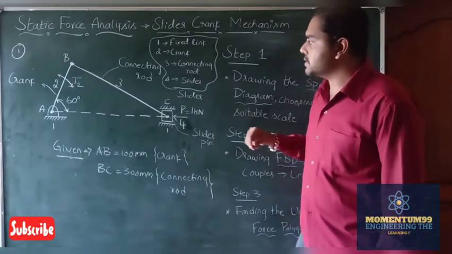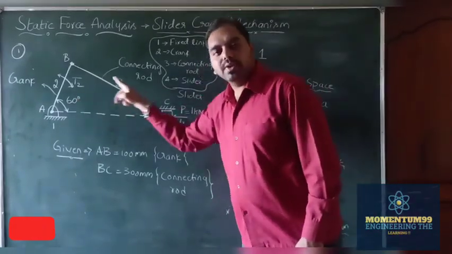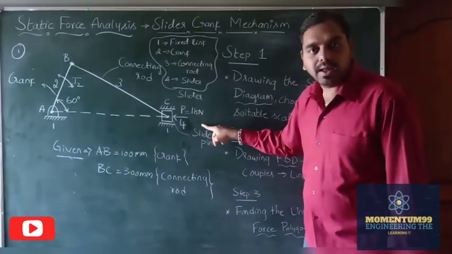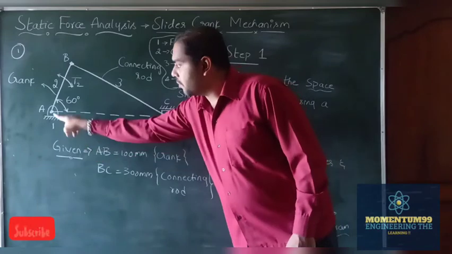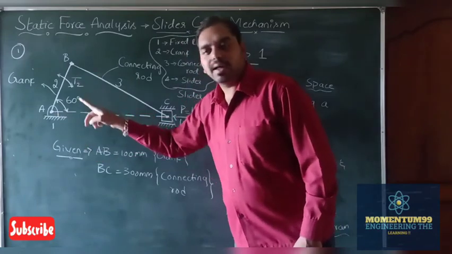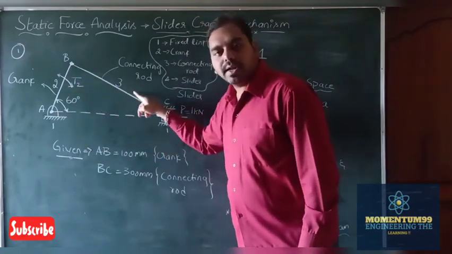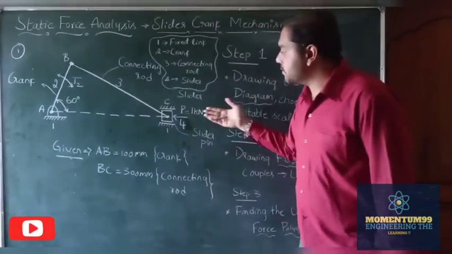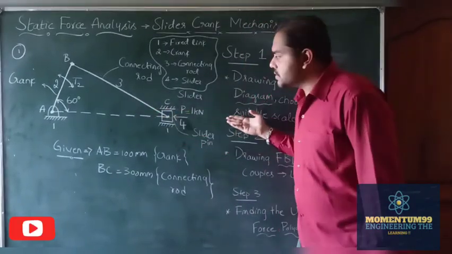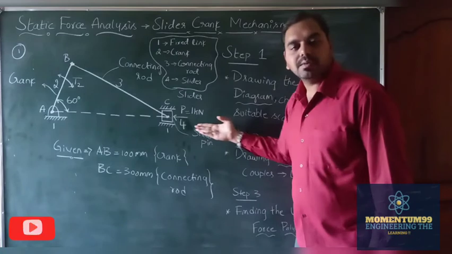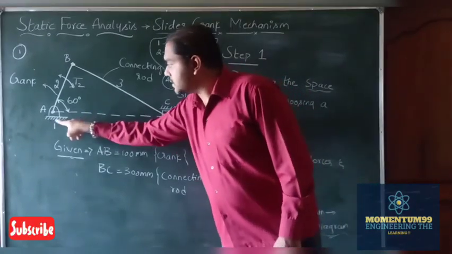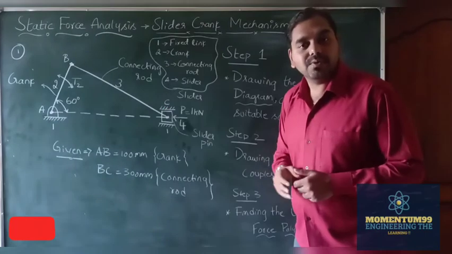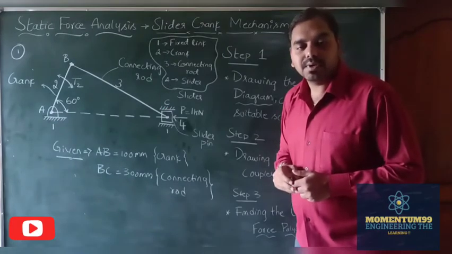Now the motion is transformed from the crank to the connecting rod to the slider. When the crank rotates about the point A through any particular angle, it transmits the motion to the connecting rod, and the connecting rod makes the piston translate on this horizontal reference line, which is collinear with our fixed point A. This is how the working of a slider crank mechanism takes place.